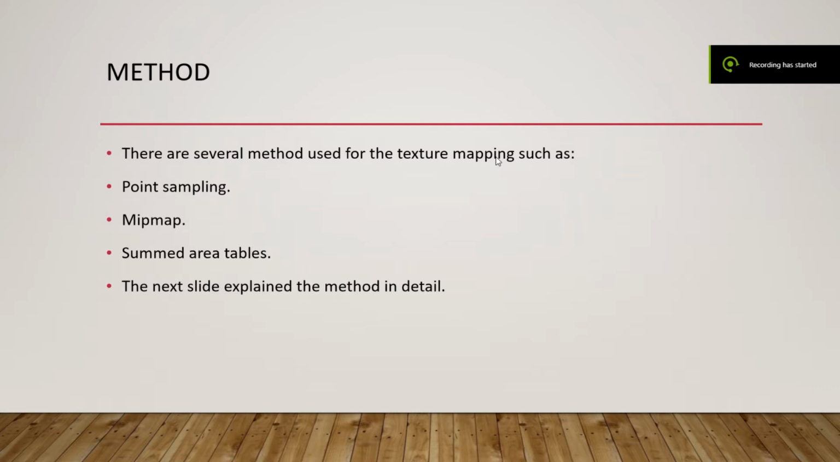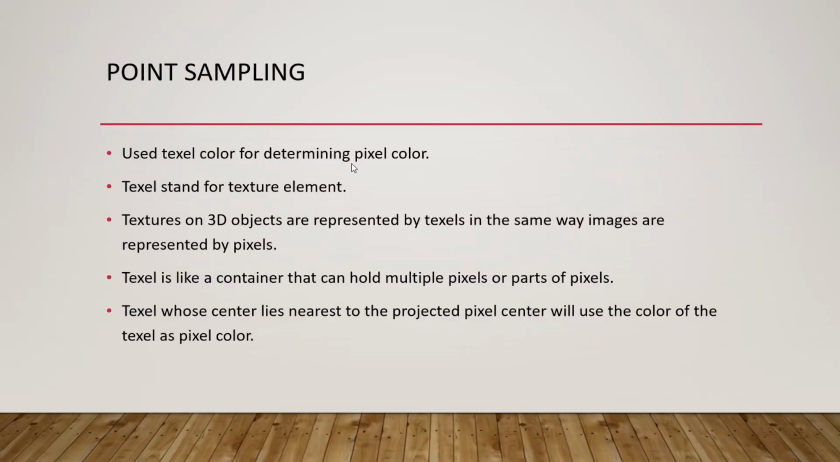Thank you, Luqman. Now it is my turn. My name is Muhammad Aiman Zaidi, and I'm going to explain the method of 3D texture mapping. 3D texture mapping has several methods that have been used, some of which are point sampling, mip map, and summed area tables. And now let's jump into the first method of texture mapping, which is point sampling.